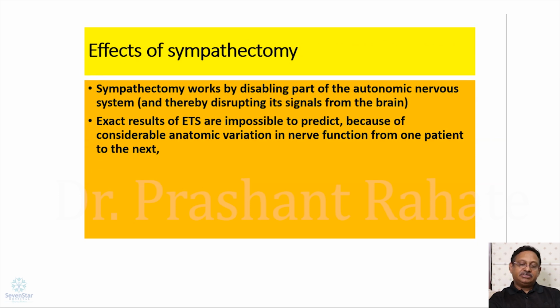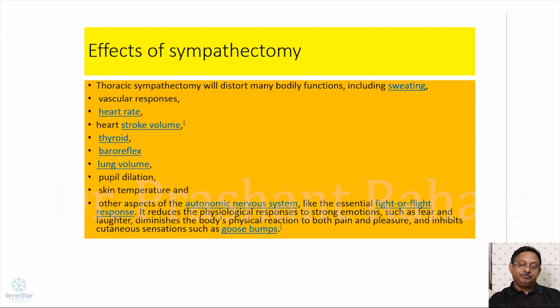There are various effects of sympathectomy. Sympathectomy works by disabling part of the autonomic nervous system and thereby disrupting its signals from the brain. Exact results of ETS are impossible to predict because of the considerable anatomic variation in the nerve function from one patient to the other. We can see the effects of sympathectomy.